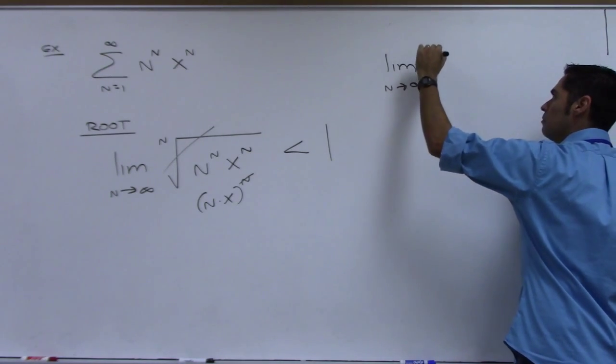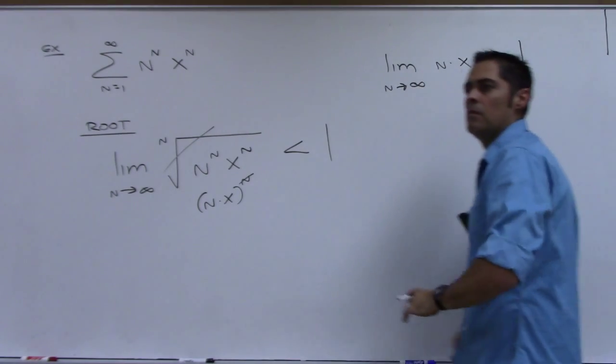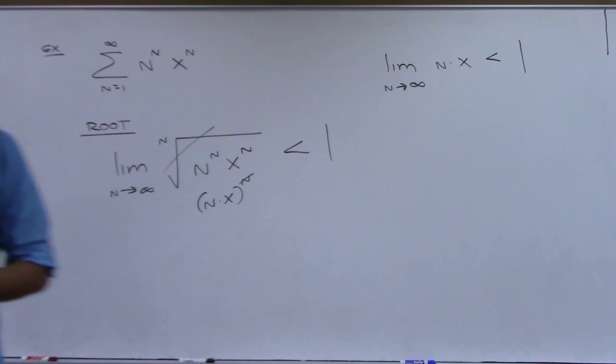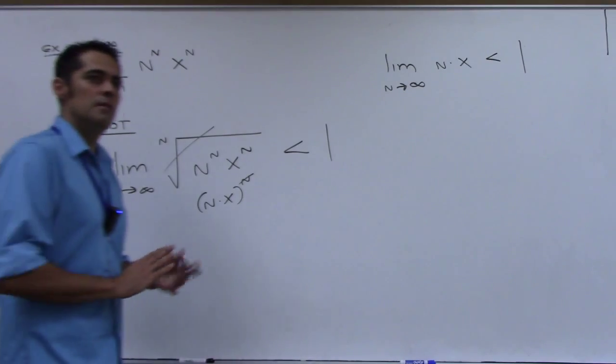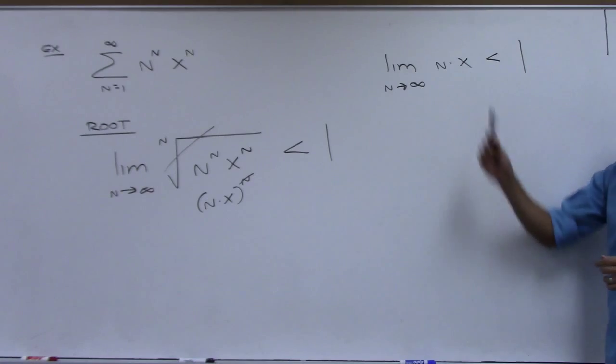What's there still? N times x? I need that to be less than 1. What's wrong with that? N goes to infinity, right? But you can't control x, right?